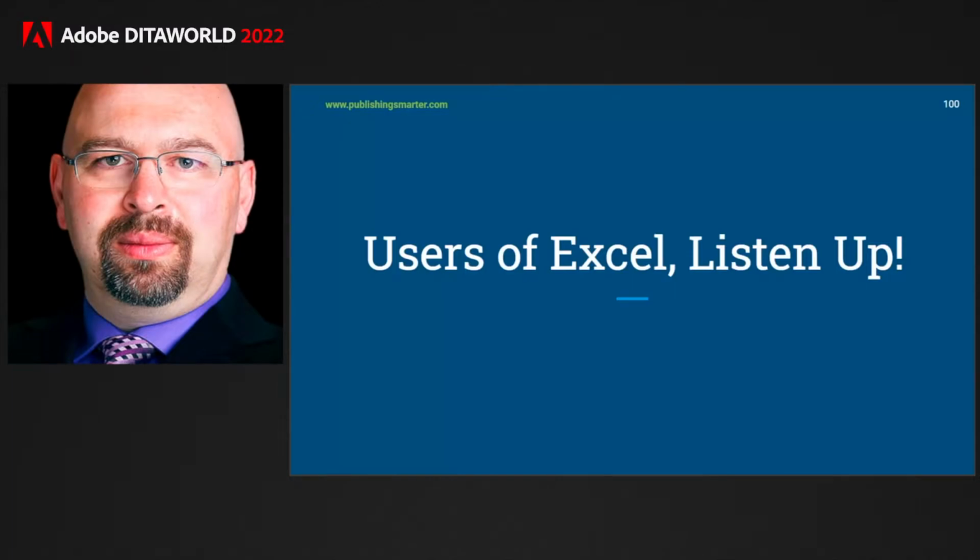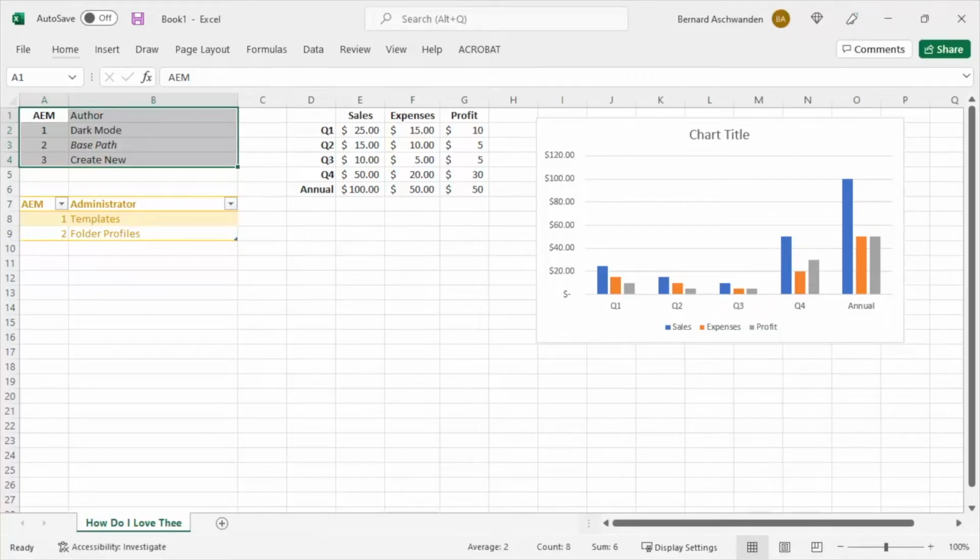We're 14 minutes in. If you use Excel, this is the time where you should perk up and listen. And if you're watching the video later, jot down a note now that says jump ahead to 14 minutes. I have several very simple examples. I'm going to highlight from A1 to B4, and I'm going to copy and paste this and see what happens.